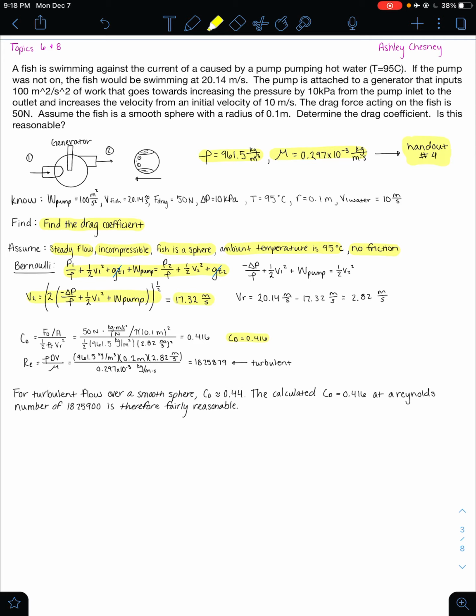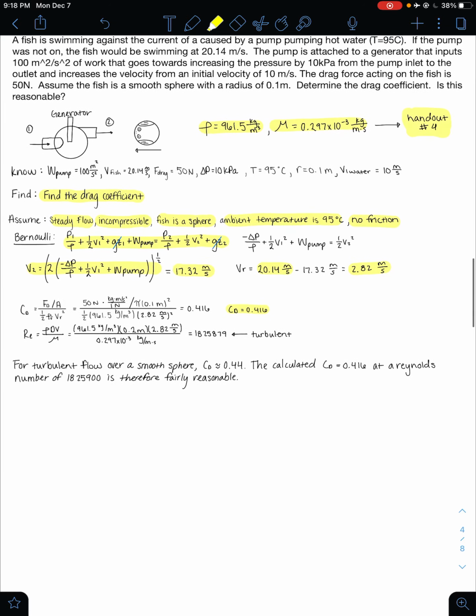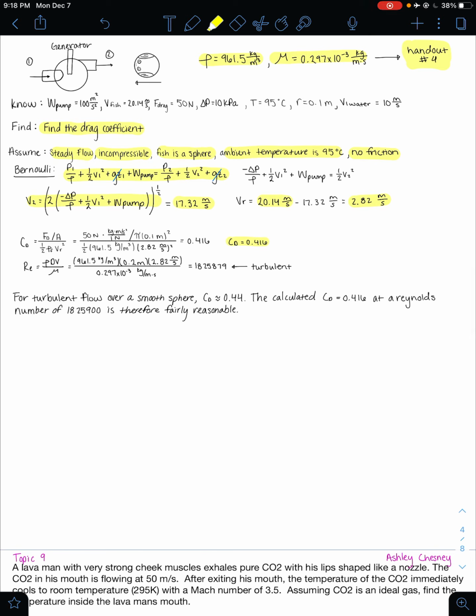So as given by the problem statement, the fish is swimming at 20.14 meters per second before the pump is turned on, and then that would give us a relative velocity of the fish and the pump of 2.82 meters per second. This value gives us a drag coefficient of 0.416 according to this equation.